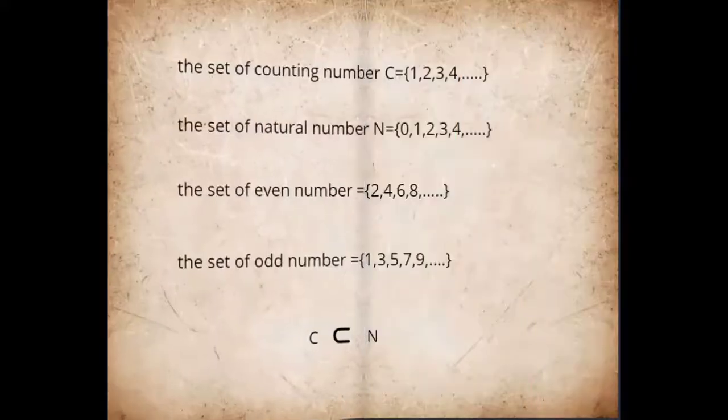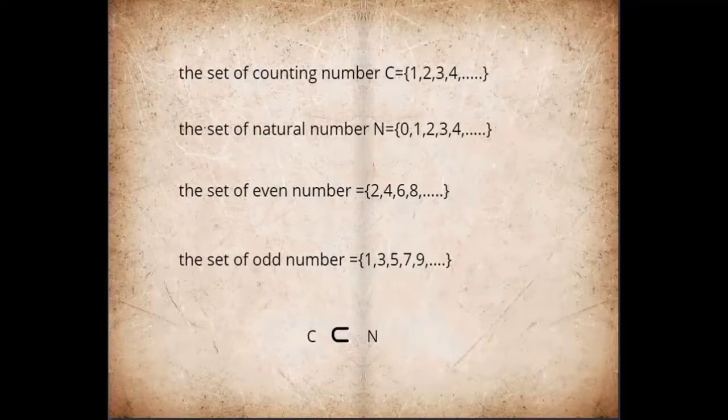The set of counting numbers, denoted by capital letter C, starts with 1 and contains elements 1, 2, 3, 4 and so on. The set of natural numbers, denoted by capital letter N, starts with 0 and contains elements 0, 1, 2, 3, 4 and so on. The set of even numbers contains elements 2, 4, 6, 8 and so on. The set of odd numbers contains 1, 3, 5, 7 and so on.